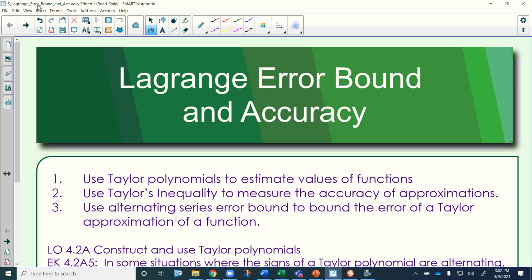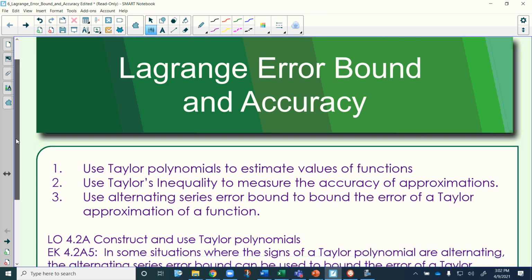And this is going to be a video that's going to demonstrate how Taylor polynomials are going to be used to estimate the values of the functions, what Taylor's inequality is going to be to measure the accuracy of an approximation, and how we can use alternating series to bound the error of a Taylor approximation of the function.